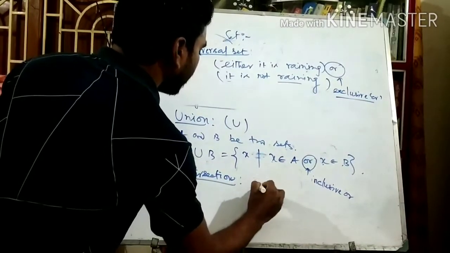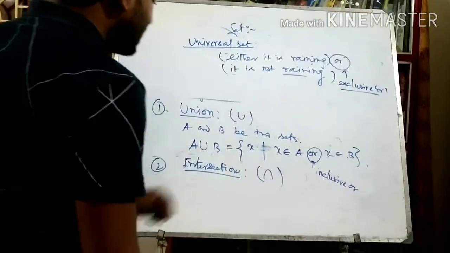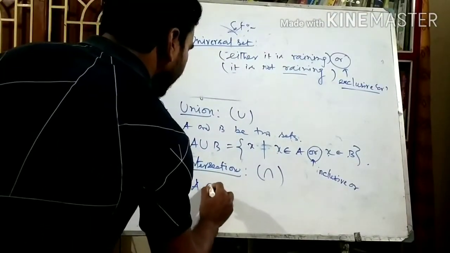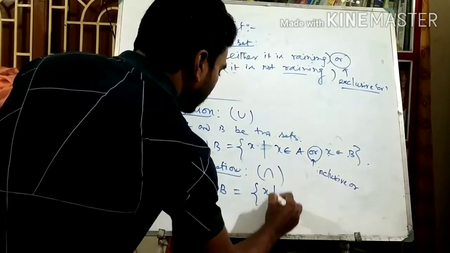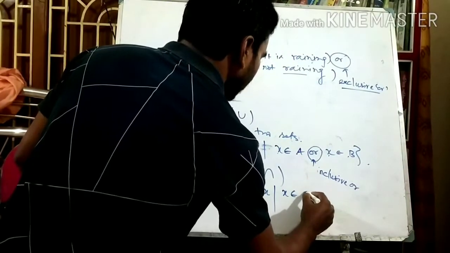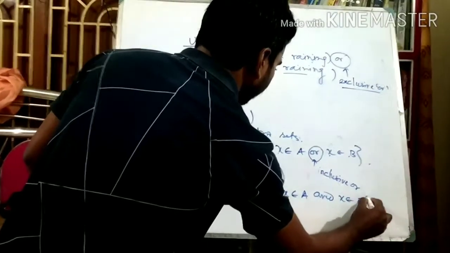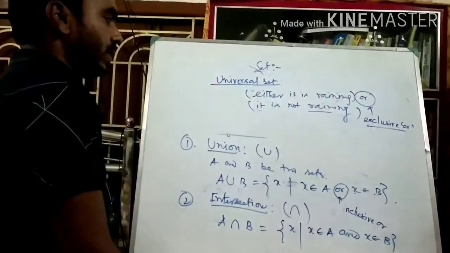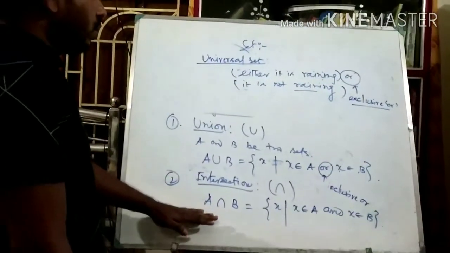Notation of intersection is this, and the definition of intersection of two sets A and B is this: A intersection B is equal to X such that x belongs to A and x belongs to B. Okay.